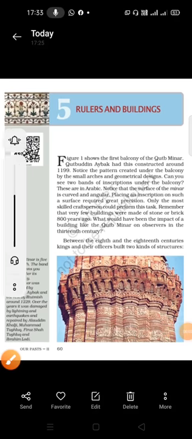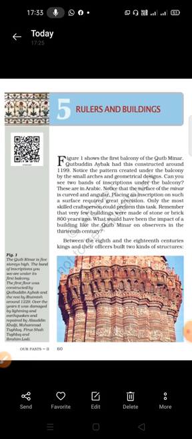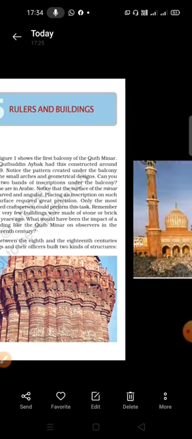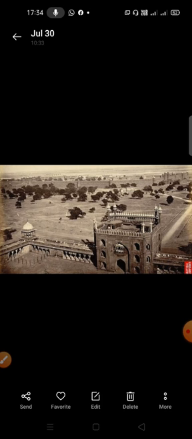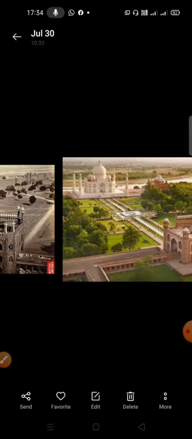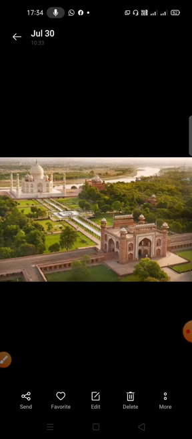Good morning once again. So today we start one more interesting chapter, and the chapter name is Rulers and Buildings. We start from a very good picture, the picture of Jama Masjid. And one more, you can see the view of Delhi. And one more monument we have, the famous Taj Mahal in Agra.